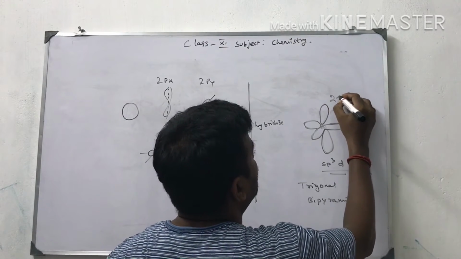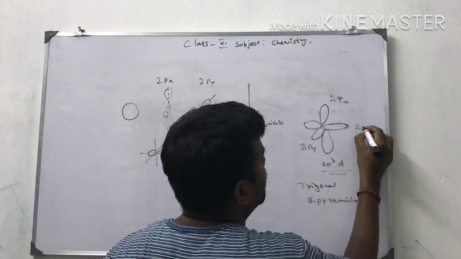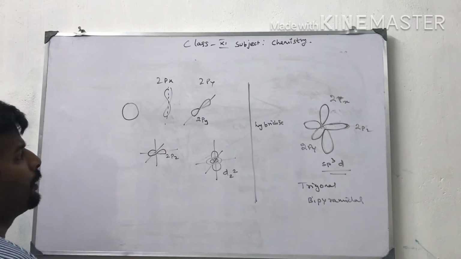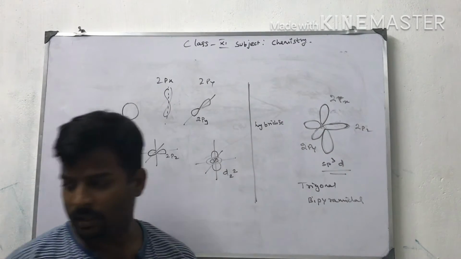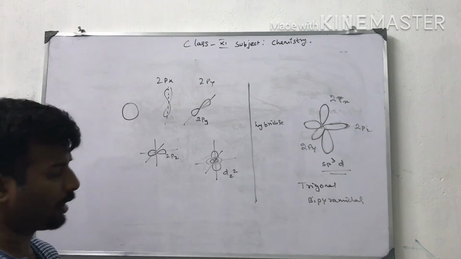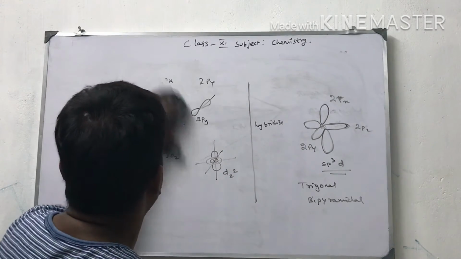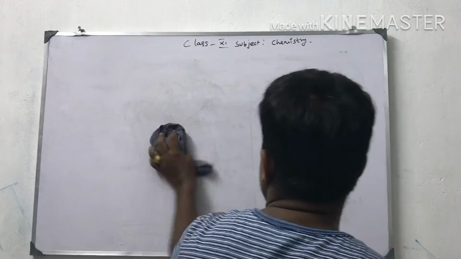This one is 2px, 2py and 2pz. Z is always in the horizontal plane; x and y are in the vertical plane. So these are the things given in the textbook. Next I am going to draw the ground state electronic configuration and the excited state configuration of PF5.